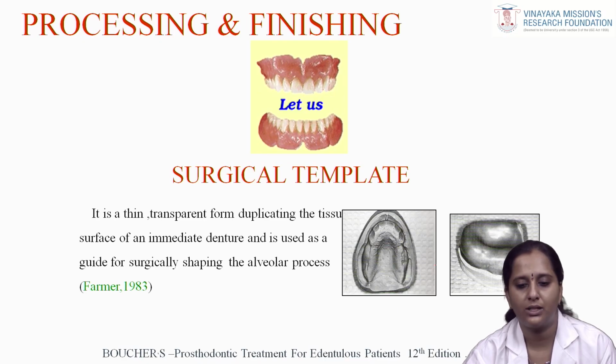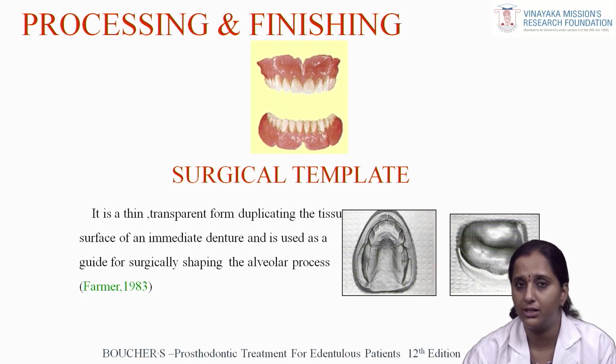Moving on to the next one, the surgical template. The surgical template is the most important one because it has to be done before we pack our complete denture, that means in the laboratory work procedure. It is a thin transparent form which duplicates the tissue surface area of the immediate denture. It will be helpful if you are going for a surgical correction.